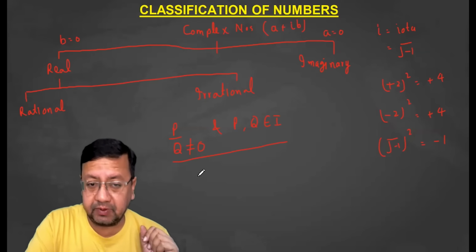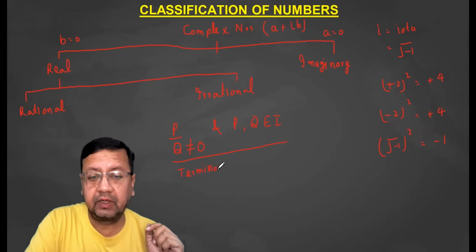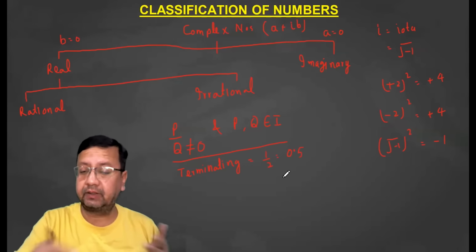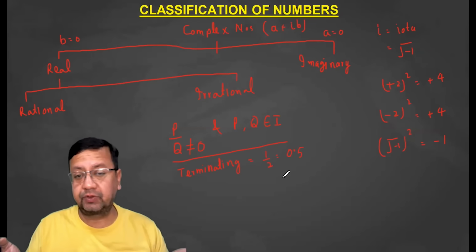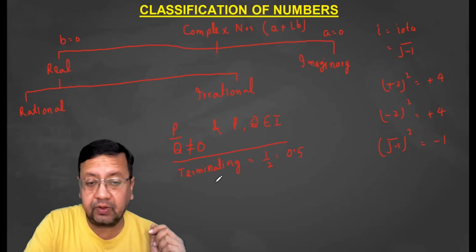So the second definition which I can define here is what? Rational numbers are either terminating. For example, 1 by 2, that is 0.5. Done. Division is finished, right? There is no further step. So this is 0.5. Division is terminated. Or what is this?